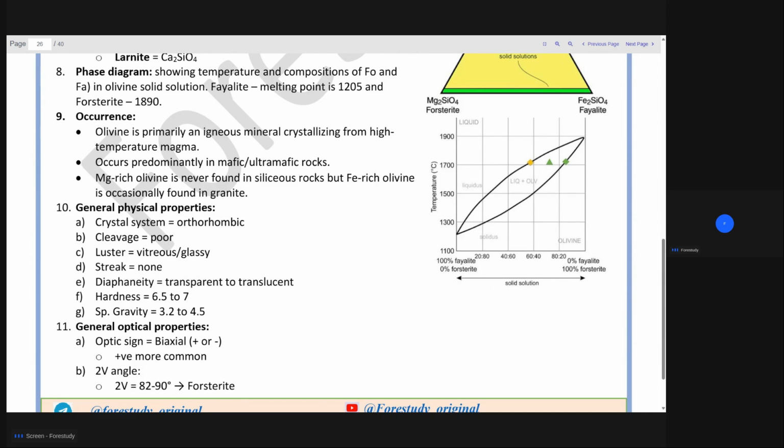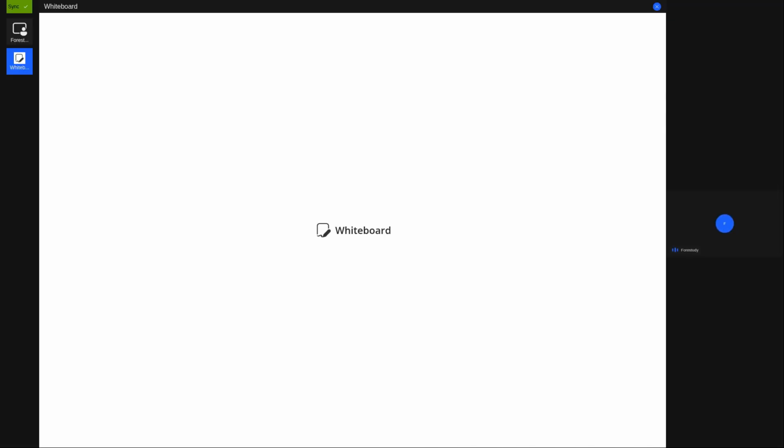Mg rich olivine is mostly in mafic rocks. Mg does not mean mafic, but Mg rich olivine comes mostly under mafic rocks, while Fe rich olivine can be found in granite, that is in silicic rock. So olivine maximally occurs in basalts or mafic rocks. So I'll give you Bowen's reaction series, showing which mineral comes first and so on.